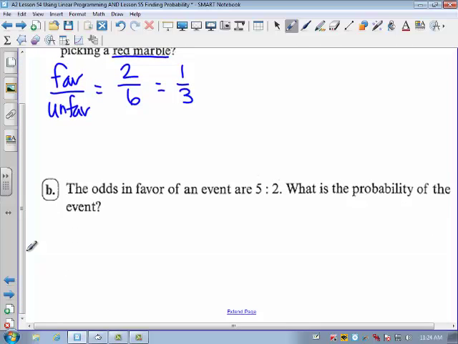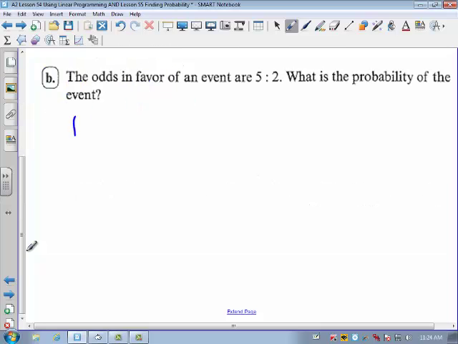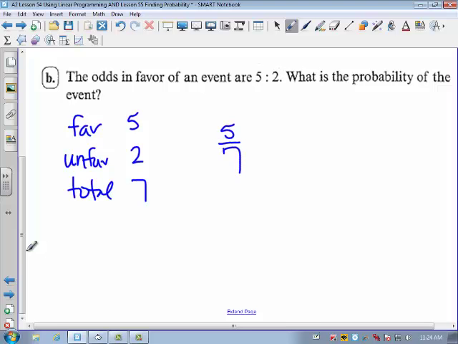The odds of an event are 5 to 2. What is the probability of the event? Whenever you have this, we're talking about favorable, unfavorable, and a total. Because when we're talking about probability, we always need the total. So favorable is 5. Unfavorable is 2, which means the total is 7, because I have to add them. The probability of the event, that's my favorable, 5/7. Okay?